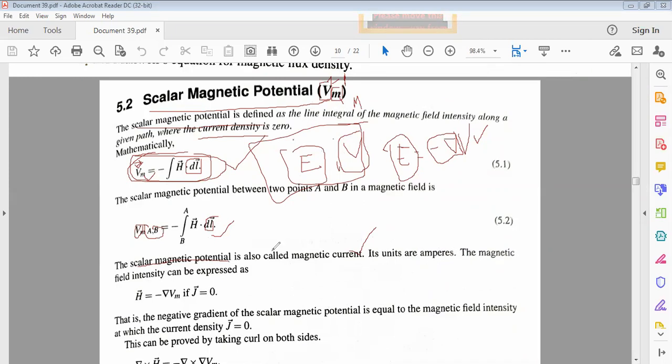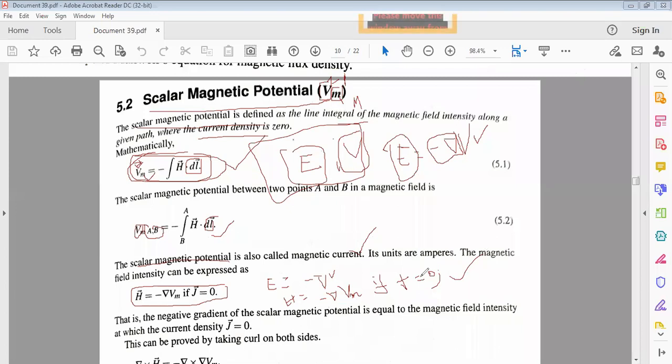The magnetic field intensity can also be expressed as H equals, just like the electric field intensity, E equals minus del V, right? Similarly, here H equals minus del Vm. This also holds true, but it is possible only when the convection current density equals 0. In this case only it holds good. Remember this point.